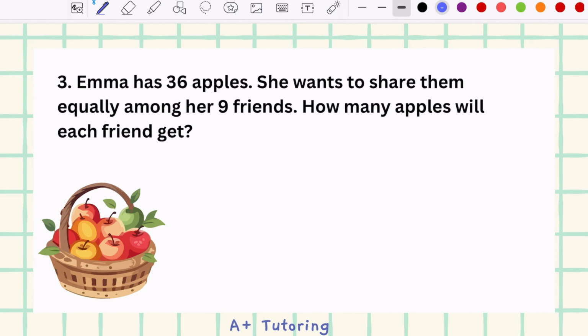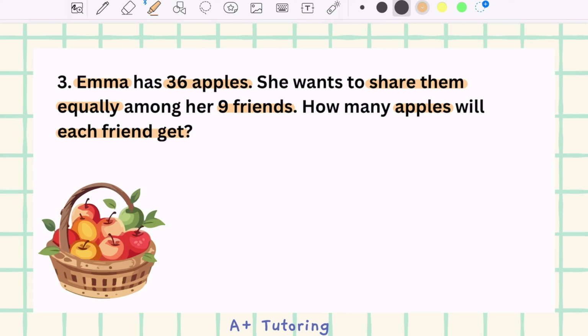Okay, question number 3. As always, pause the video here, take a second to read the question first, and then we'll move on to solving it. Okay, now that you've had a chance to read over the question, our go-to method is to look at keywords. So, Emma has 36 apples. She wants to share them equally among her 9 friends. How many apples will each friend get?